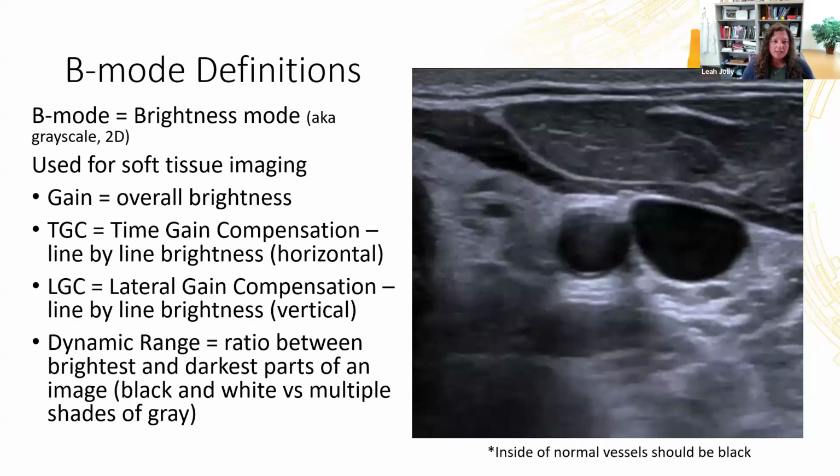We can also adjust TGCs or time gain controls, which adjust the line by line brightness horizontally. So it's basically individual strips of gain. Some machines also have lateral gain compensation, which allows you to adjust the brightness vertically. We don't use that a ton in vascular, but you might find some applications for that. Dynamic range is another thing that can be adjusted that basically just makes the image more or less contrasted. So you can make it more black and white, or you can give it more shades of gray. Typically, we want it somewhere in the middle where, again, vessels are black, but we can still see the different echo textures of the surrounding tissues.